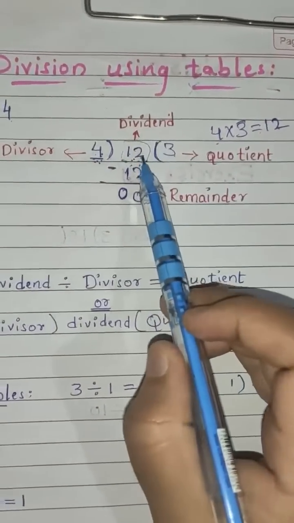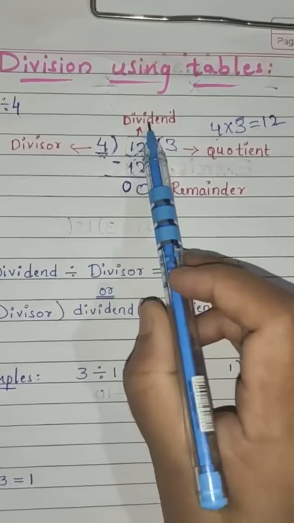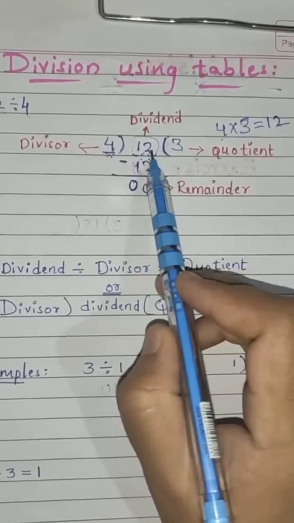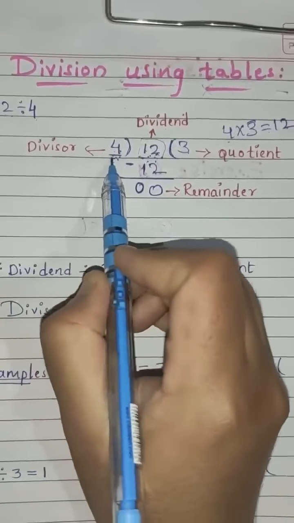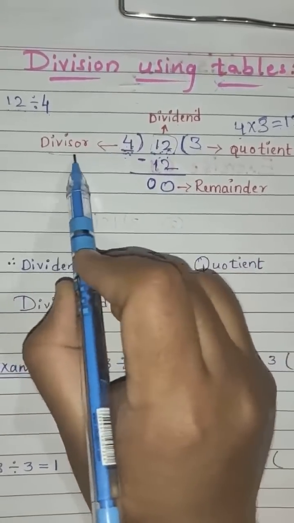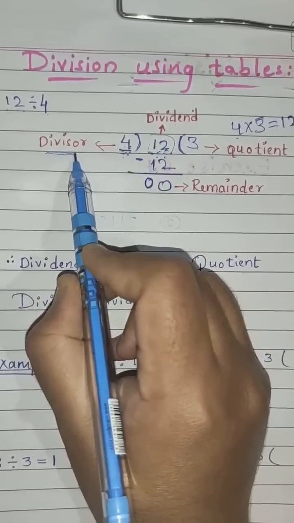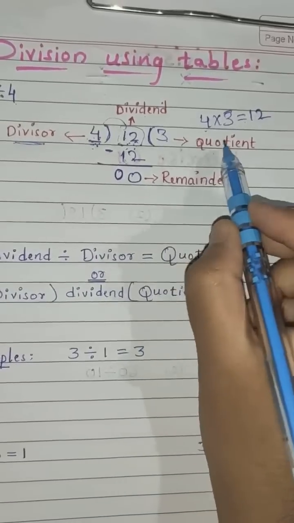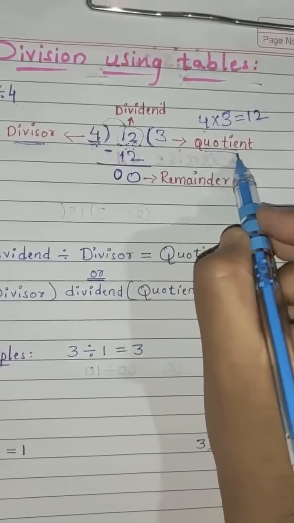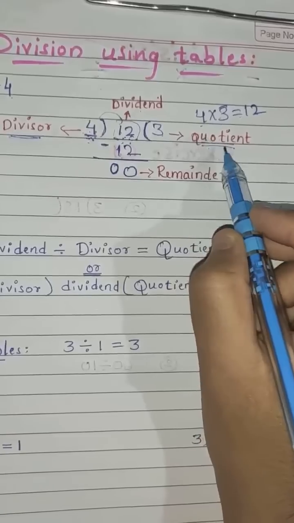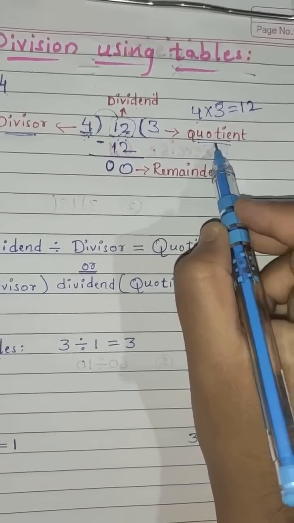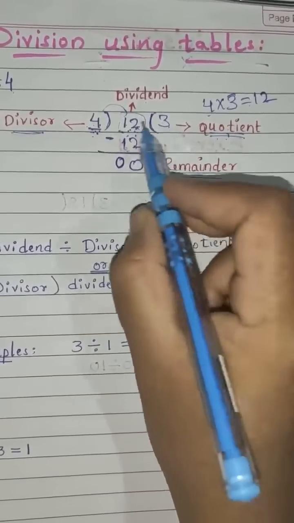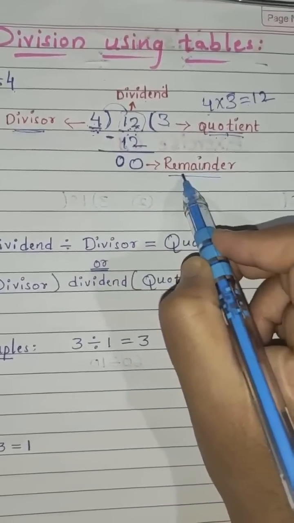So children, here you can see this number, the 12, is called the dividend. The number which is to be divided is called the dividend. And here this 4 is called the divisor. Divisor means the number by which the dividend is divided. And here, this is called the quotient. The answer, yes, the quotient means the result of the division. Okay, next one is here. This is called the remainder, meaning what remains after the division.